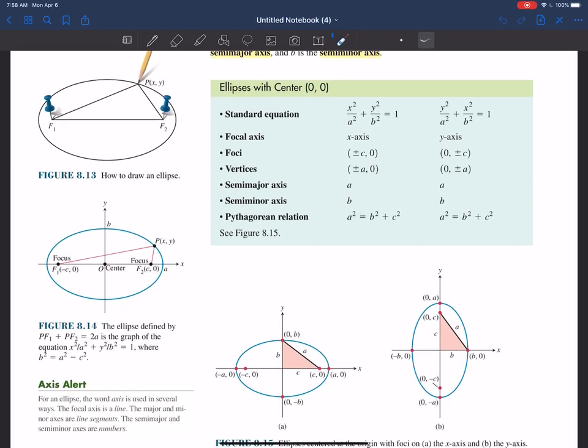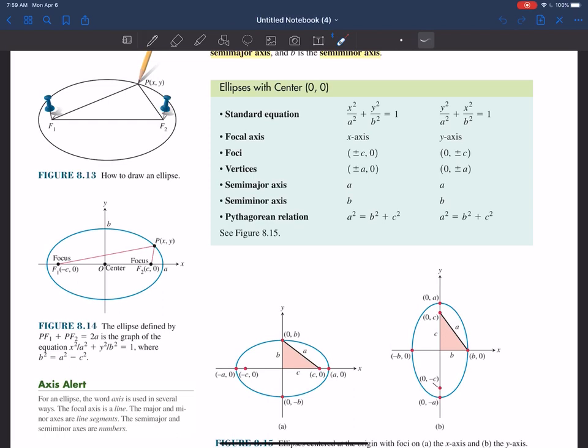There are two standard equations for ellipses right here at the top. The first one, x squared over a squared plus y squared over b squared equals 1. The second one, y squared over a squared plus x squared over b squared equals 1. If you notice, the equations are basically the same except for your a and your b being on opposite sides. A is always going to be the larger number, b is always going to be the smaller number.